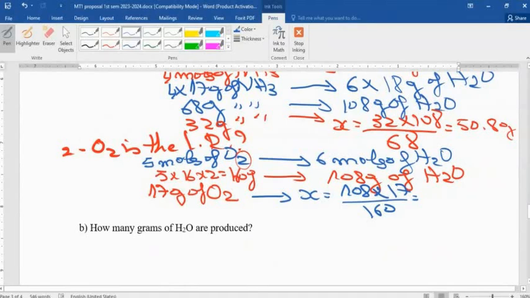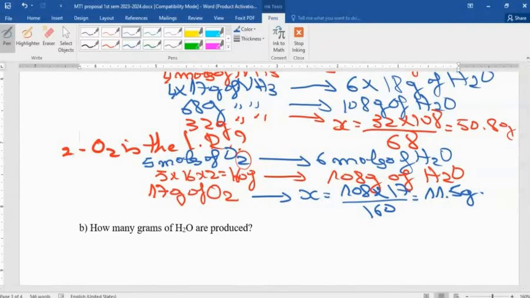And this will give me 17 multiplied by 108 divided by 160. And this will give me 11.475, about 11.5 grams of water.